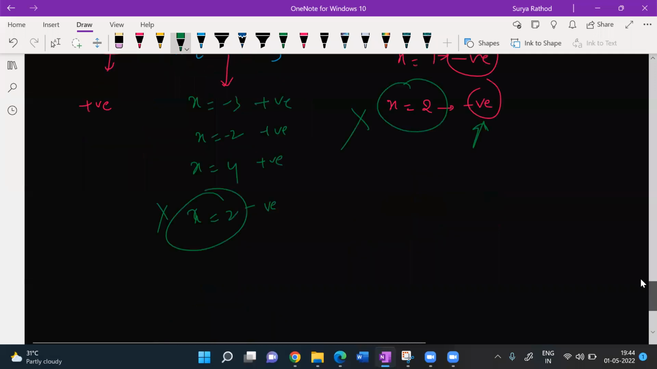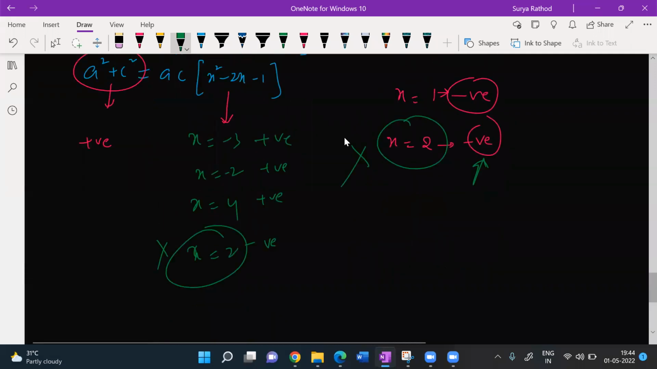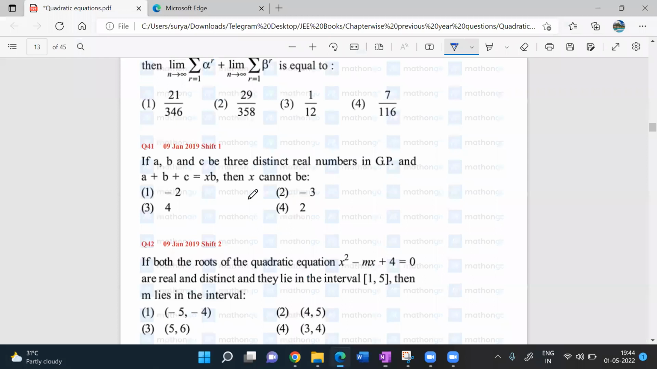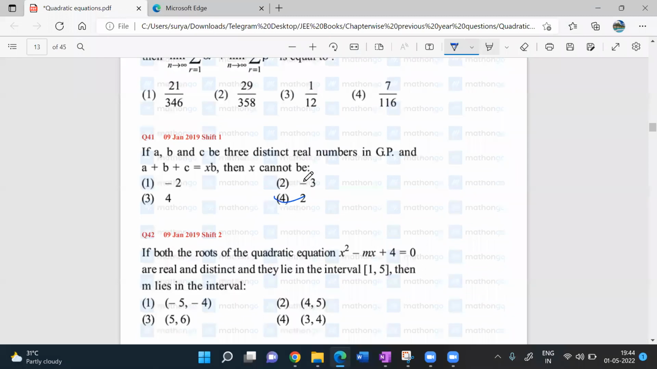So x cannot be 2. For 2 alone, it is getting a negative value. So x can't be 2. Option D is correct. Option D is correct here.